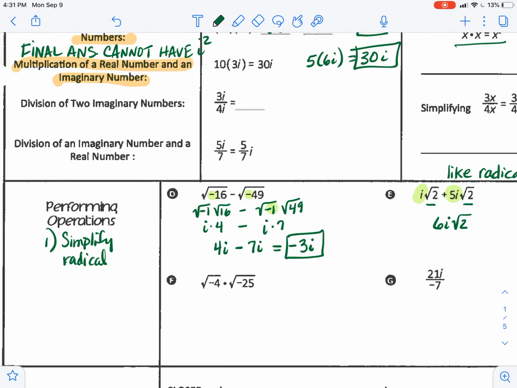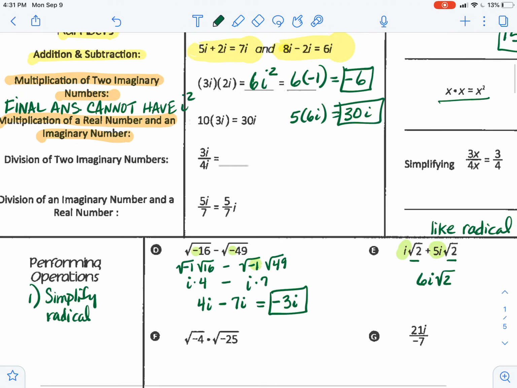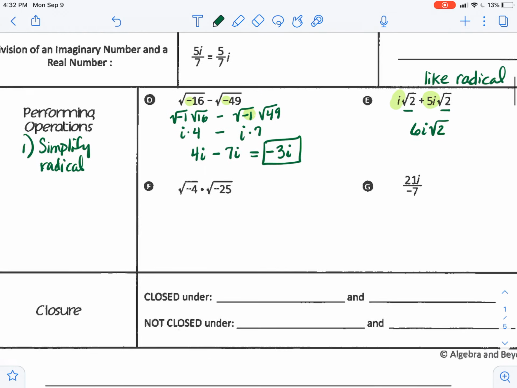Okay, we're back to multiplication and division. So remember when we multiplied our whole numbers together, that gave me the 6. We multiplied our imaginary numbers together: i times i was i squared. And remember, we had to remember that i squared was a -1. We did a substitution and then multiplied and got a -6. So we're going to do some of those again.